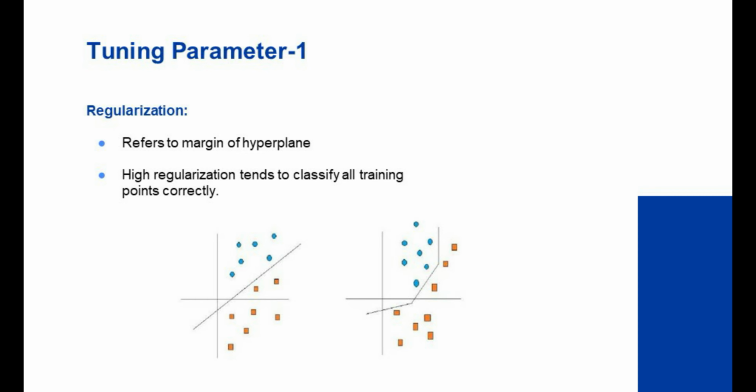The first tuning parameter is regularization. Regularization refers to the margin of the hyperplane and how much we want to misclassify each point in the training set. A high regularization parameter tends to classify all the training points correctly. A low regularization parameter tends to misclassify some points in the data, as shown in this figure.